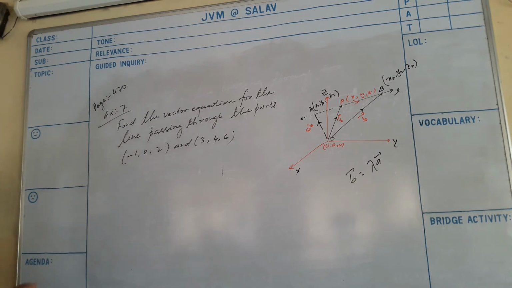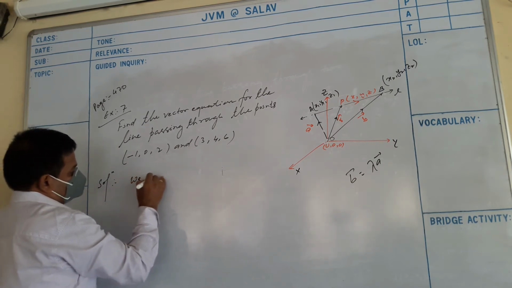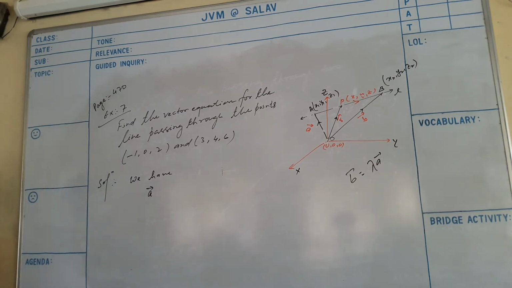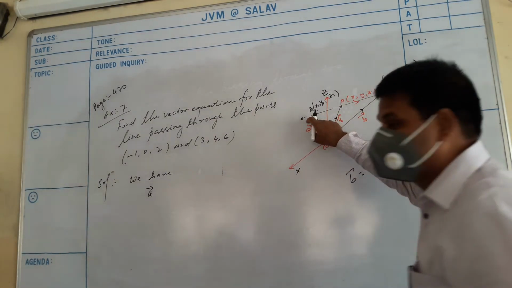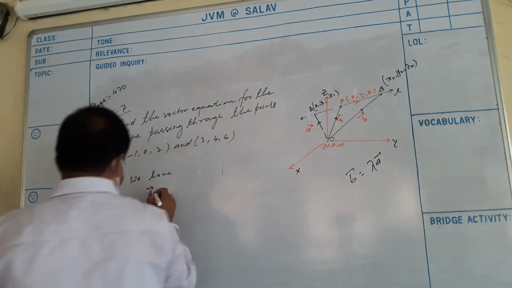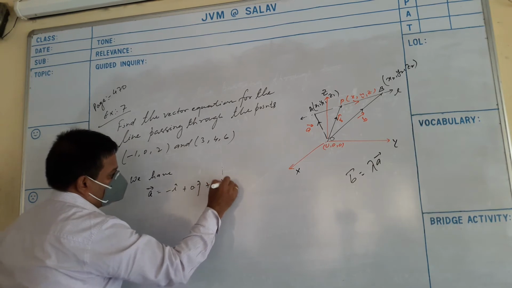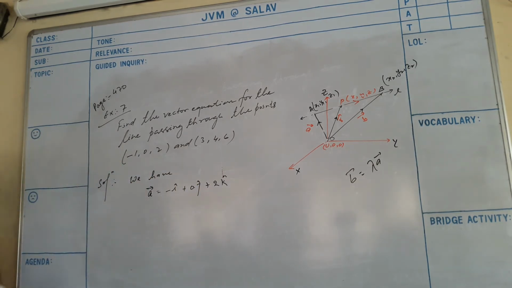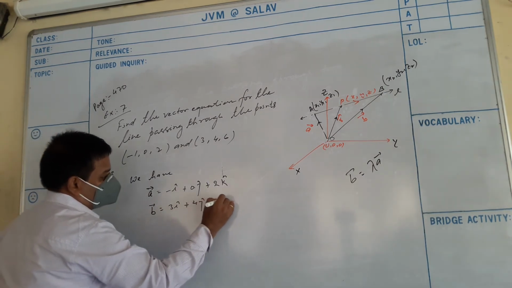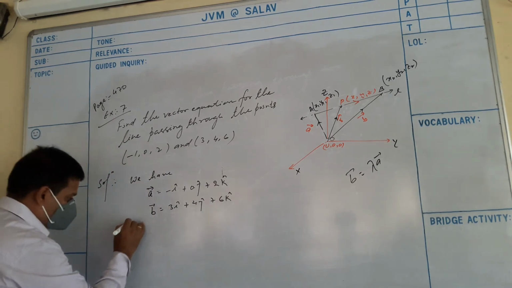Clear? So here the position vector. What is vector A? Position vector OA. So vector A is minus i plus 0 j and 2k. Yes. Vector B is 3i, 4j plus 6k. Clear?